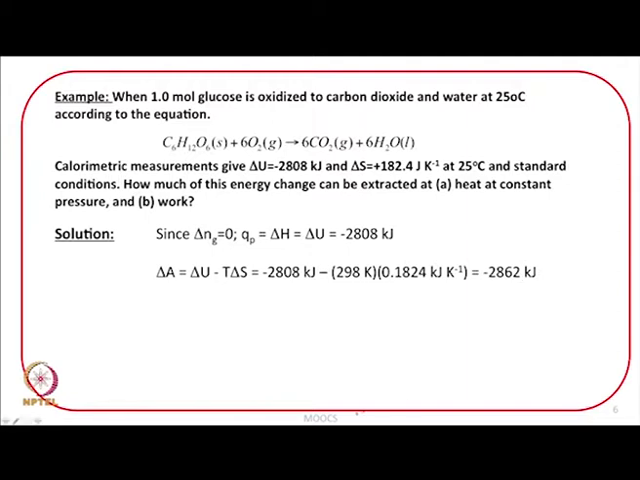Now, let us highlight an interesting observation here. The change in internal energy is minus 2808 kilojoules. However, the maximum work which the system can do is minus 2862 kilojoules. 2862 is higher than 2808. So, this increased work comes because of the positive change in entropy. We have just discussed that if delta S is positive, the maximum work available from the system is greater than the value of delta U, and that is exactly what you see over here.